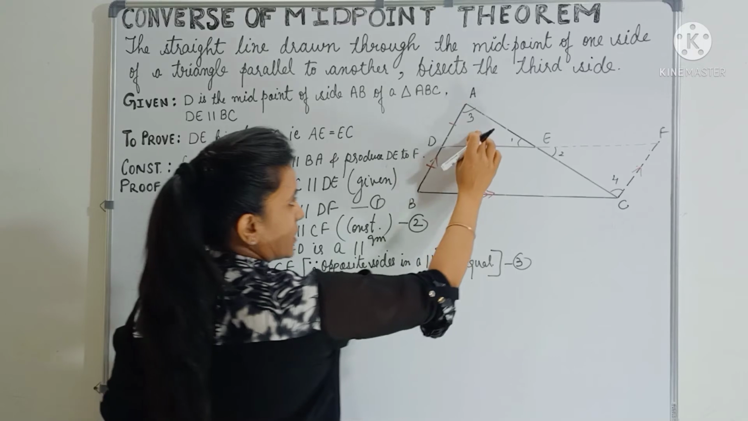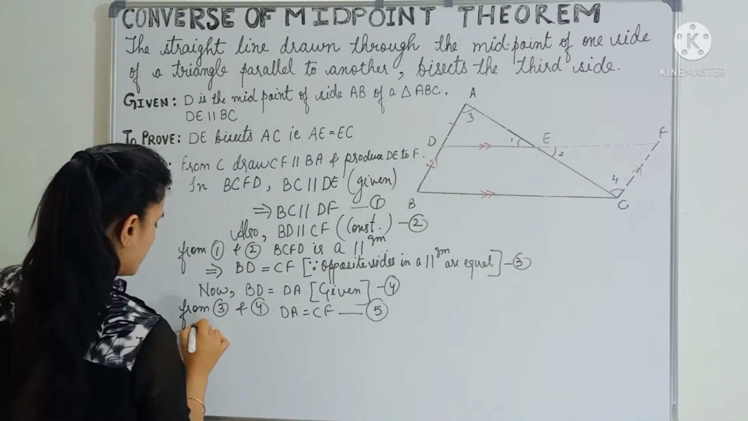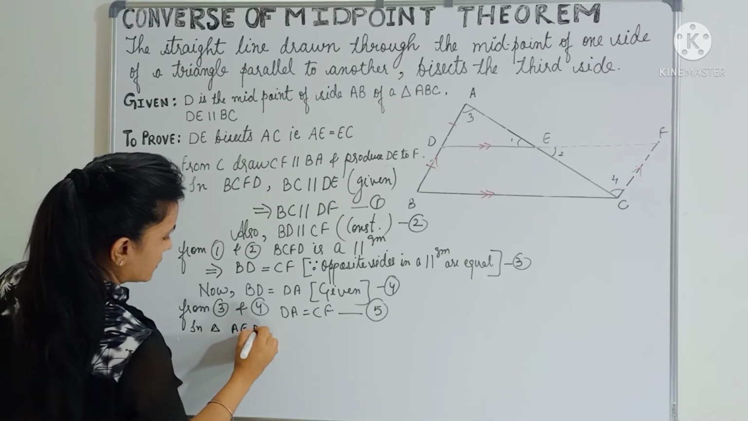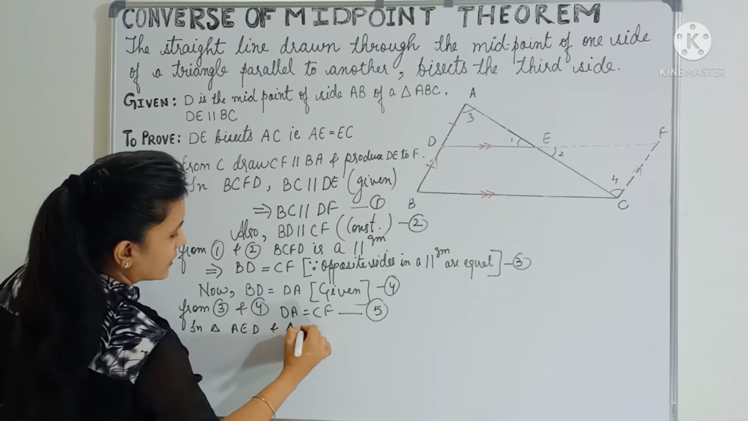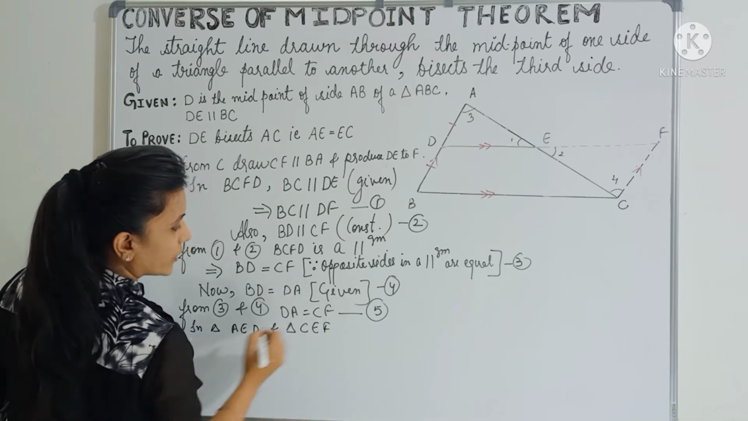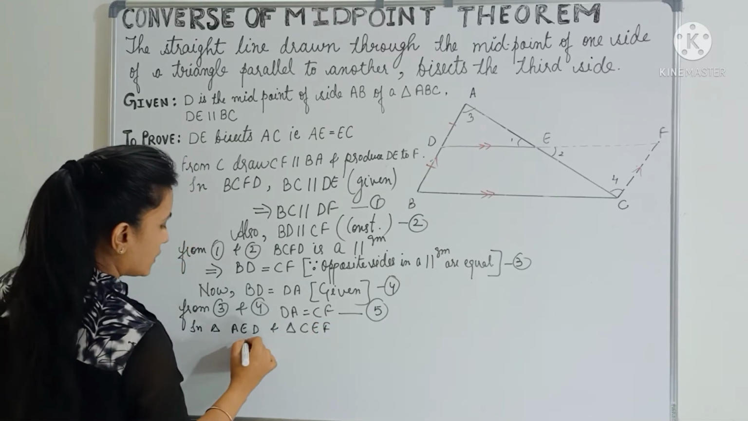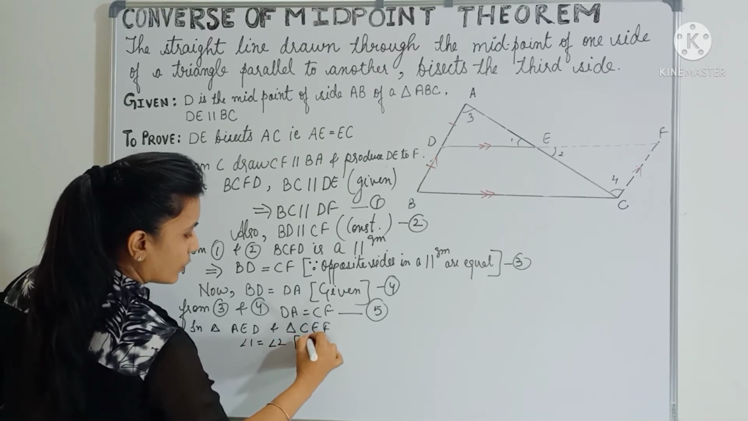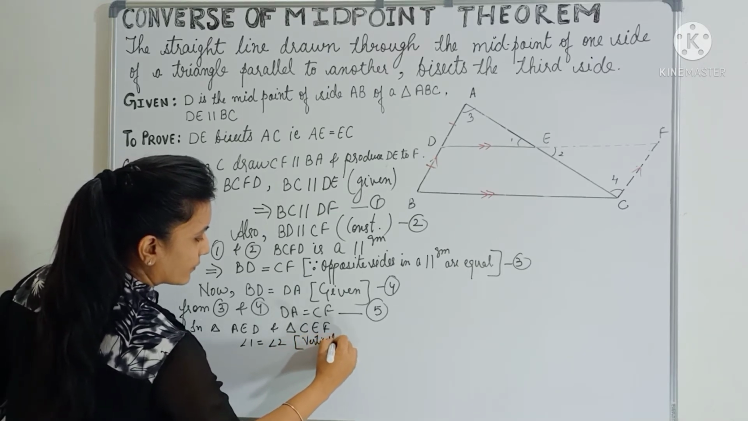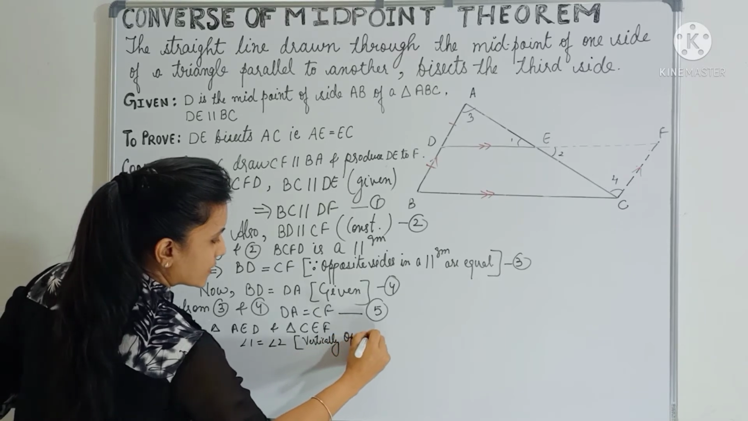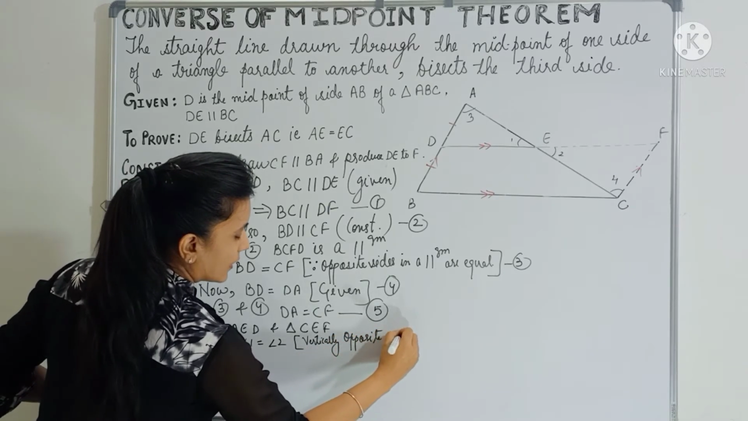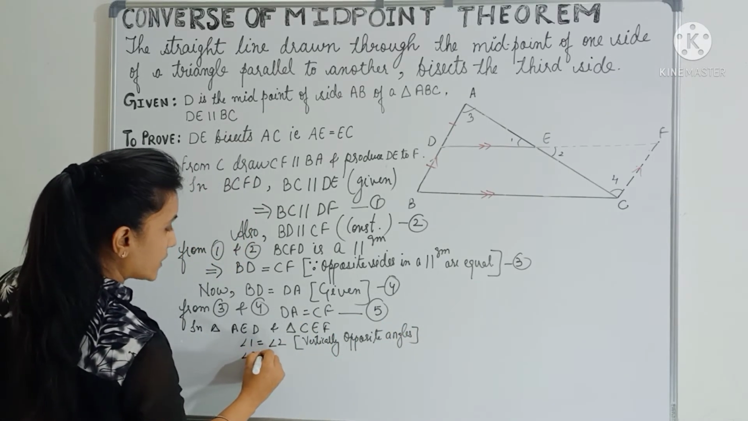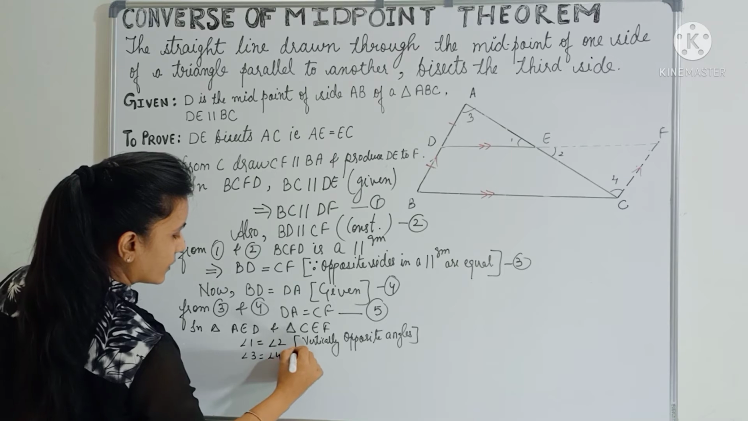Now take these two triangles, okay? So in triangle AED and triangle CEF, in these two triangles, angle 1 is equal to angle 2, right? What is the reason? Vertically opposite angles. Alright. Now angle 3 is equal to angle 4. Reason?